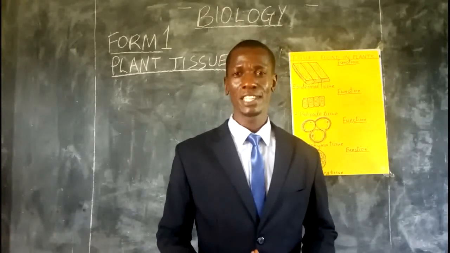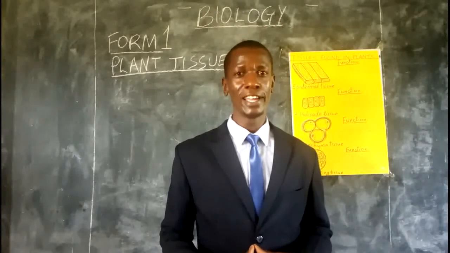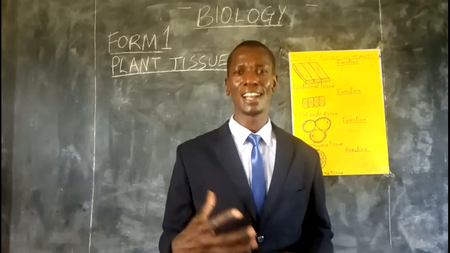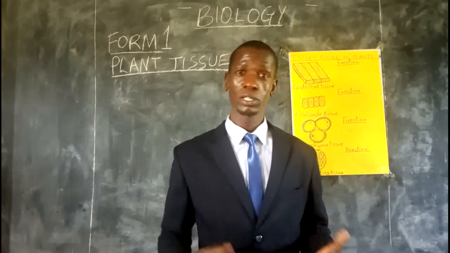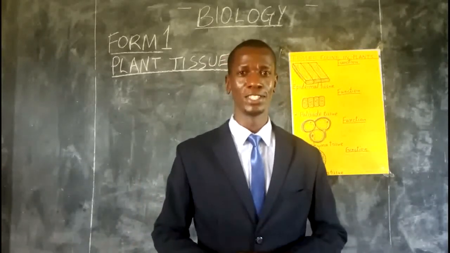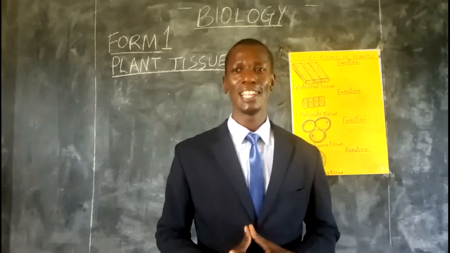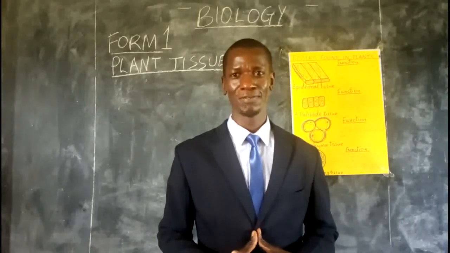In our previous lesson, lesson 57, we were looking at the tissues found in animals. And we looked at the epithelial tissue, blood tissue, among others. Today, we're going to look at the tissues found in plants.